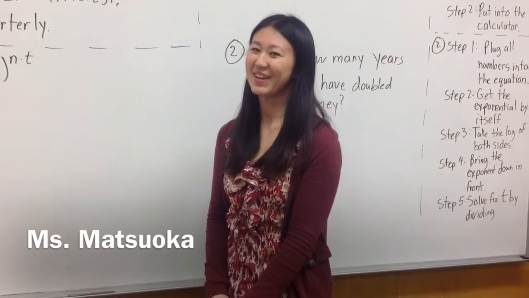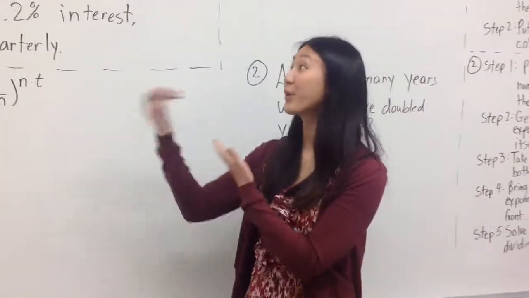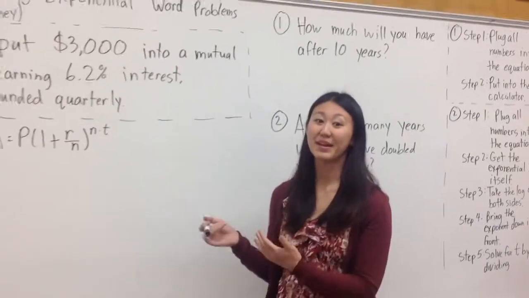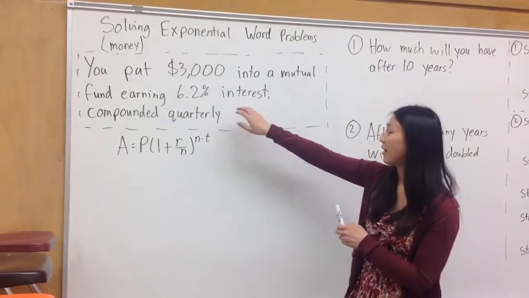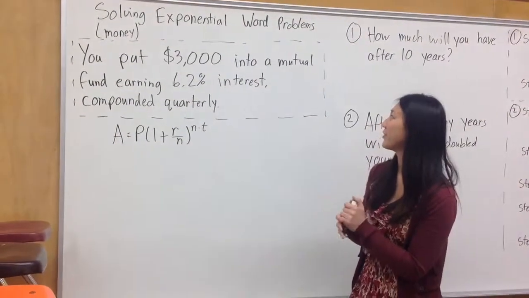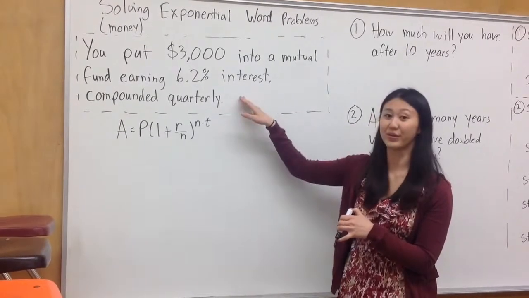Hi, I'm Ms. Matsuoka, and I'm going to show you how to solve exponential equations, exponential word problems really, that have to do with money and interest. So here's our beginning problem. You put $3,000 into a mutual fund, earning 6.2% interest compounded quarterly.